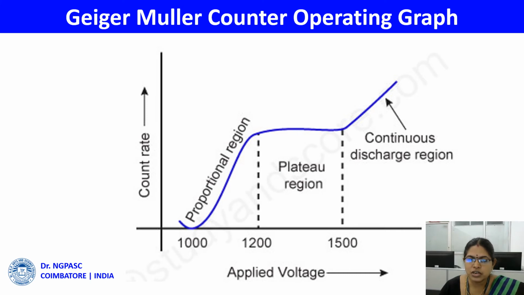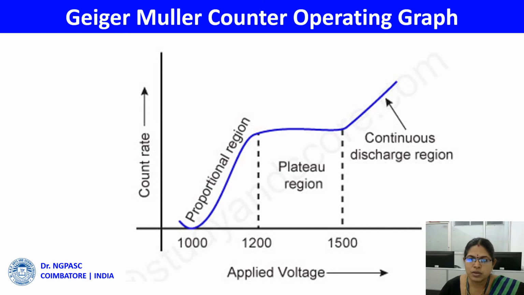Further, if we increase the voltage to 1500 volts and above, it enters the continuous discharge region. That means the applied electric field is so high that the tube becomes damaged. Continuous discharge takes place in the tube and the count rate increases very rapidly. It is then not able to detect the exact ionizing radiation entering the tube. It does not require any ionization event to happen, so the tube must not be used in this region.